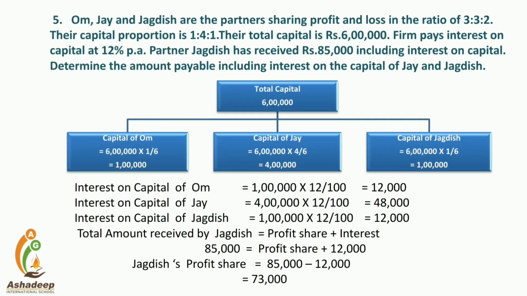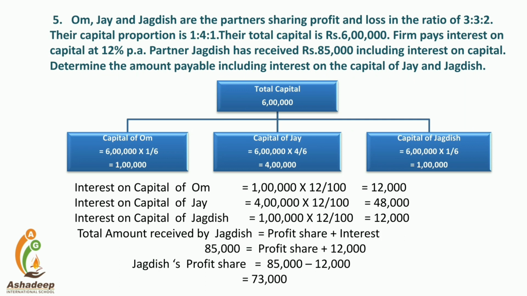In this question three partners are there, Om, Jay and Jagdish. They distribute profit in the ratio of 3:3:2. Their capital proportion is 1:4:1. Their total capital is rupees 6 lakh. The firm pays interest on capital at 12% per annum. Partner Jagdish has received rupees 85,000 including interest on capital. Determine the amount payable including interest on capital to Jay and Jagdish.